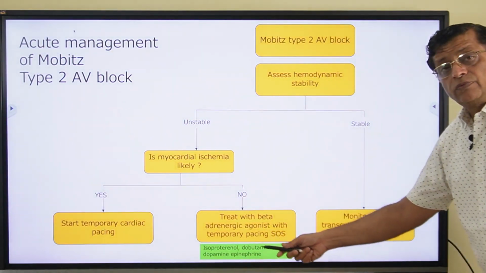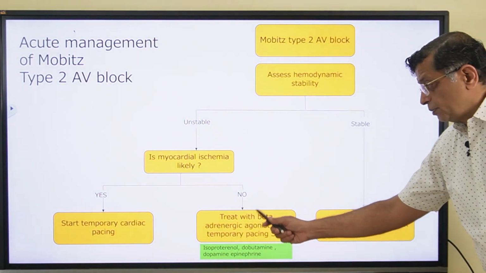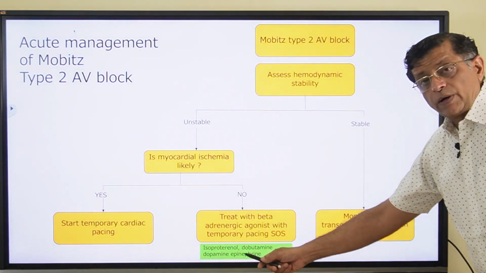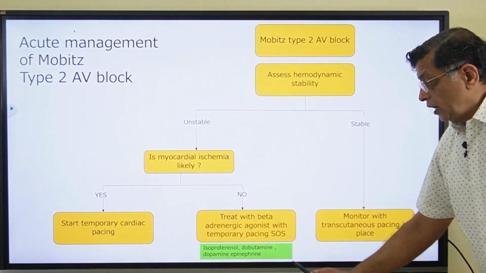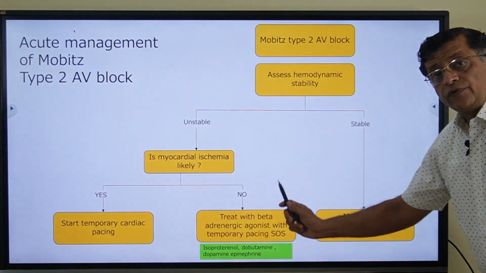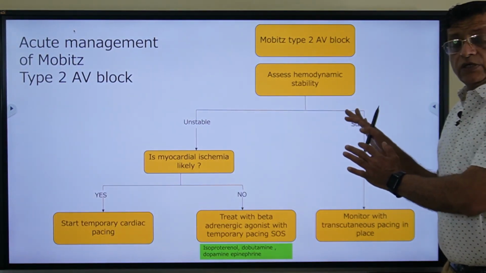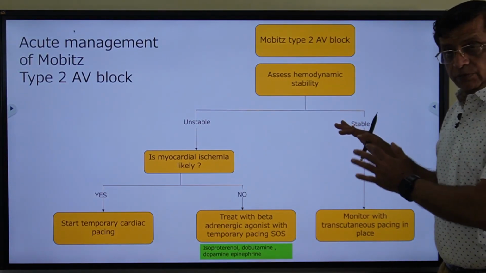If no, then you can probably treat with beta agonists. You can start with isoproterenol or dobutamine or dopamine or epinephrine infusion, and if that does not help, then you can go ahead with temporary pacing. So this is the basic treatment for initial stabilization.